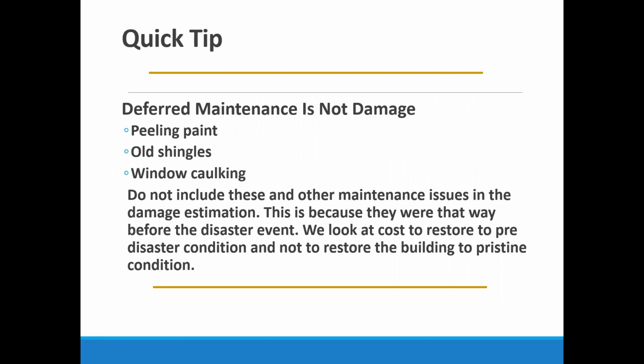And that includes deferred maintenance, which is not counted as damage, such as things that were already an issue before, like peeling paint and shingles and that kind of stuff, because they were that way before the disaster event. And again, we're talking about pre-damage condition, not pristine condition. And so again, having all of this spelled out in writing, having the same rules for everybody, and then having those written rules approved by and the governing body is familiar with it, that can be helpful to you. So I highly recommend written administrative procedures.